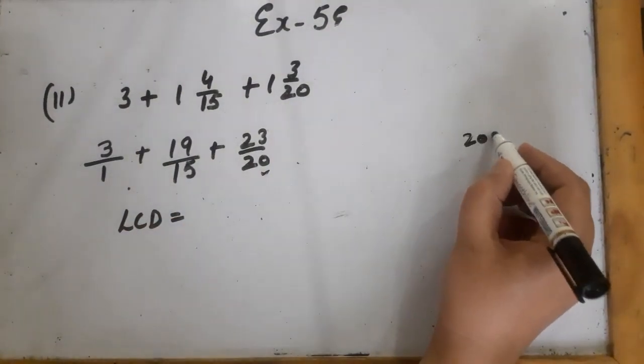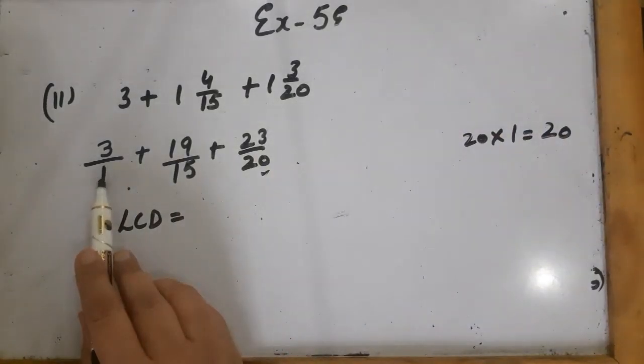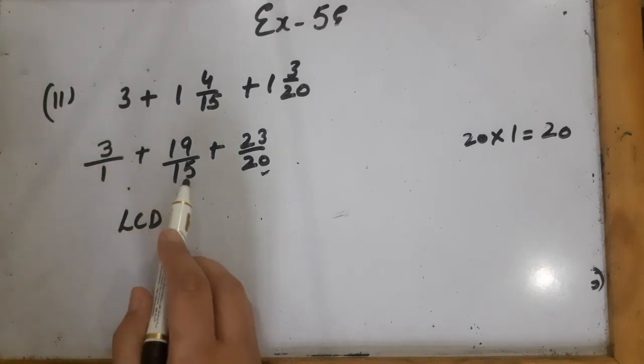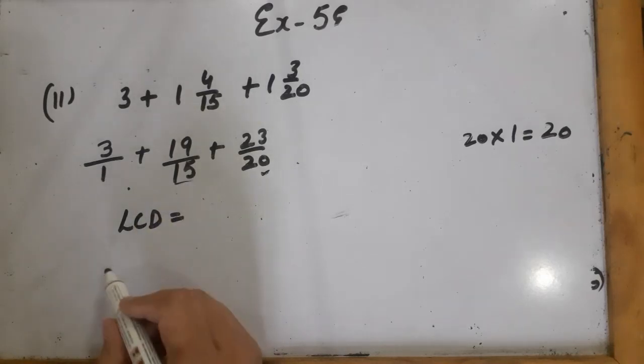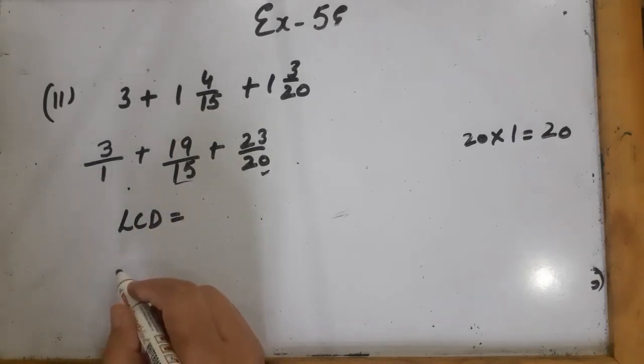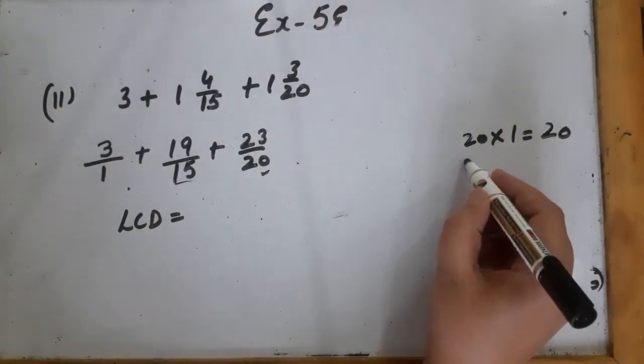So let's say the table of 20. 20 ones are 20. Do you get 20 on the table of 1? On the table of 1 I can get any number. So do you get 20 on the table of 15? No, I don't get 20 on the table of 15. So it means I cannot have 20 as a common denominator.